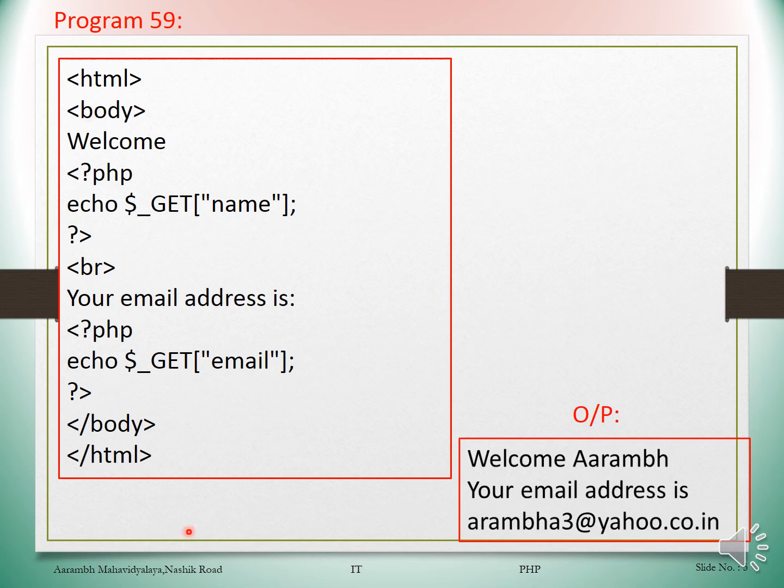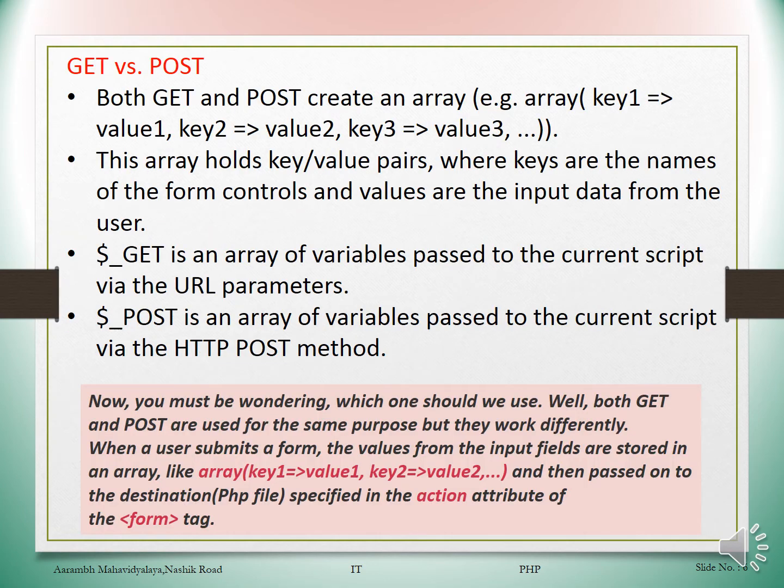Again the program will be same, only instead of post we have used the get method. You can see the output here, which is similar to the previous one. Now let's see what is the difference between the get and post method.